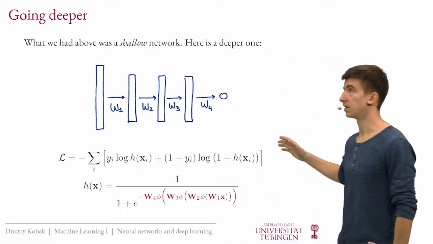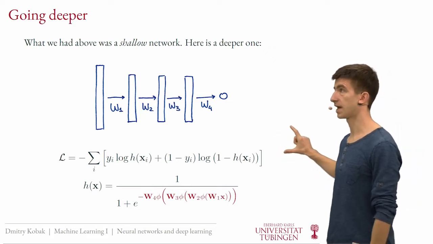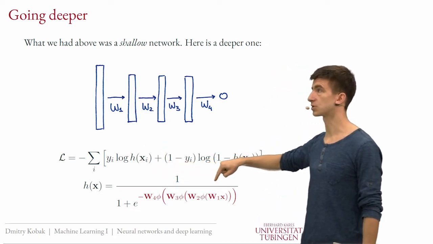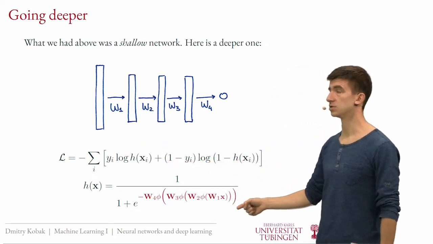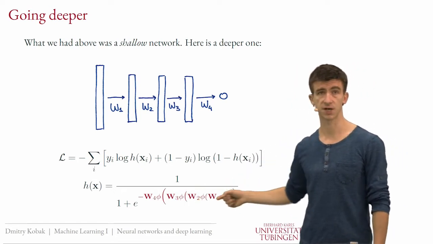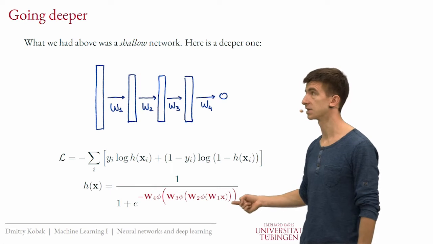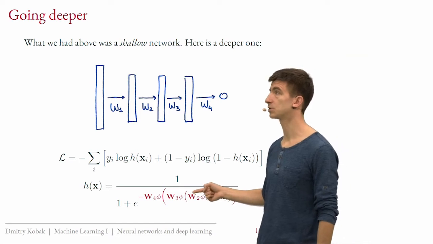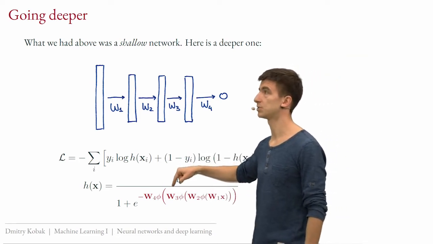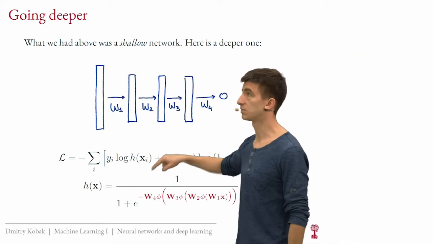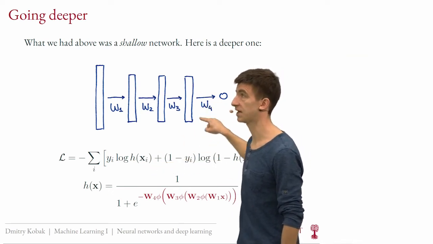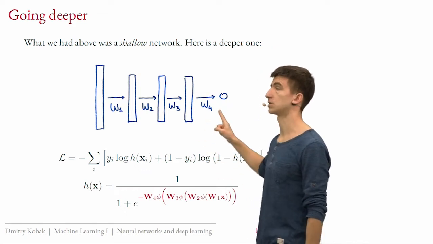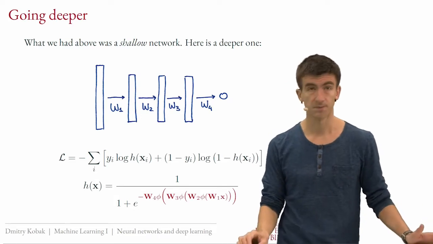Let's write down the loss for this model. Again, this doesn't change. What changes is our prediction h of x, and I will write it explicitly here. The expression becomes a bit ugly, but it's very simple in a sense. You take the x, multiply it with w1, pass it through a nonlinearity, multiply with w2, pass through a nonlinearity, multiply by w3, and again. Once you multiply by w4, which in this case is just a vector, you get a single number in the end, and you pass it finally through the logistic function, you get your output, and you're done.